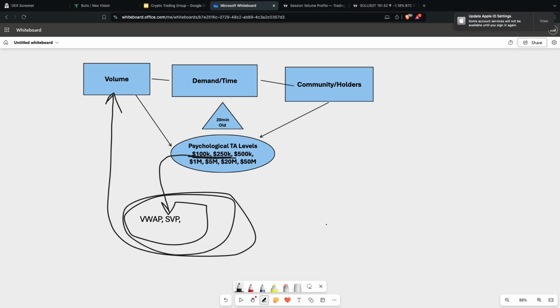Do not be lazy. So when it comes to the SVP structures, you've got many symbols. You've got the lowercase b, where you have the POC.